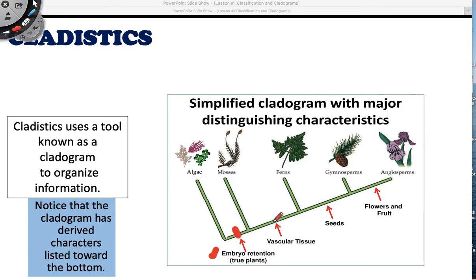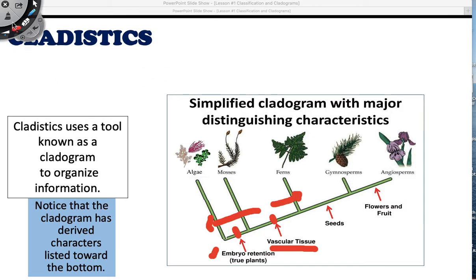We know that vascular tissue evolved right here, so we know that mosses and algae do not have vascular tissue. Anything that falls under that particular derived character means that organisms on the left side of the derived character do not possess those distinguishing characteristics, only those on the right. So only ferns, gymnosperms, and angiosperms have vascular tissue because they fall on the right of the cladogram.